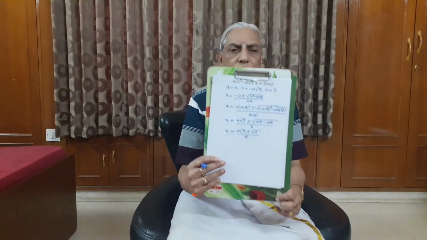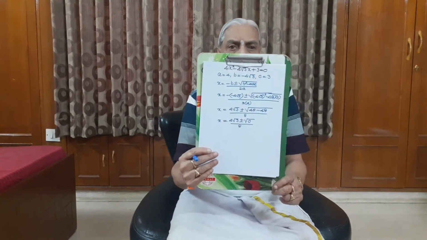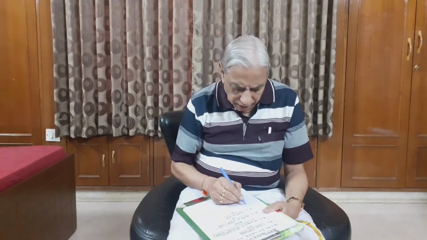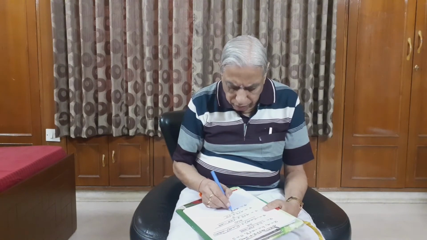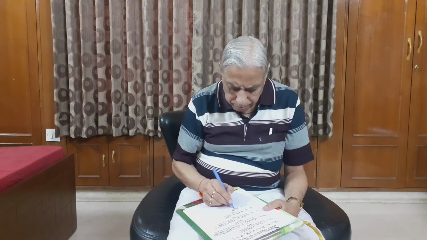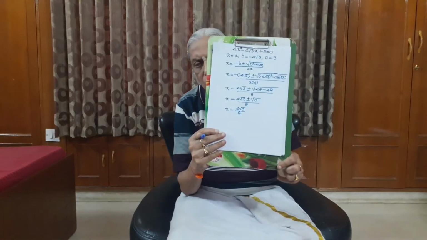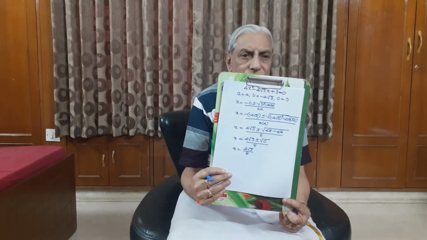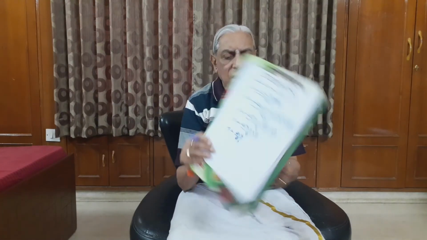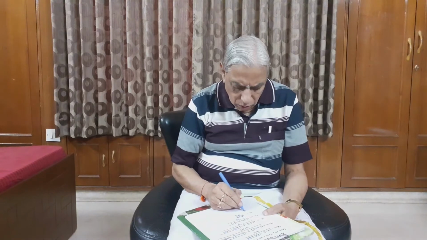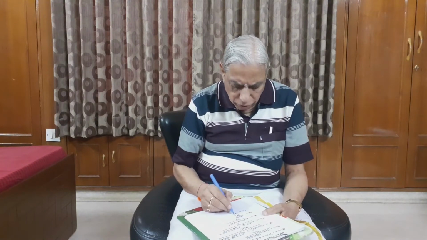This is the first time this has come. B squared minus 4AC, what came? 0 came. Don't worry about it. You write it now: x is equal to 4 root 3 divided by 8. See now? X is equal to 4 root 3 by 8. Simplified further, 4 goes into 8. So x is equal to how much? X is equal to root 3 by 2. This is one root.